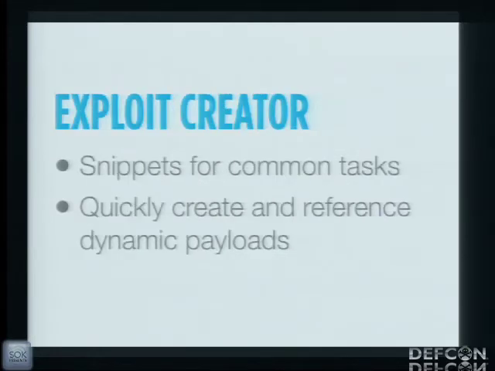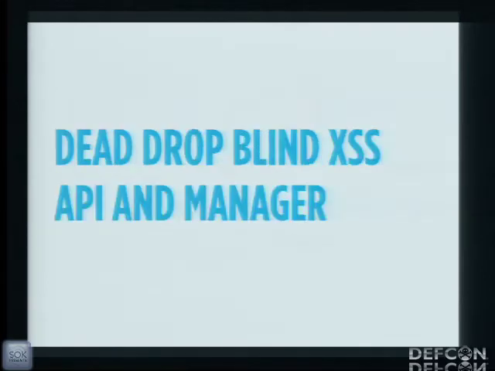The exploit creator has snippets for common tasks, and you can quickly create stacked-up exploits. Once you've found a vulnerability, you can weaponize it very quickly. And we've got the dead drop, or blind XSS manager. It's a simple API. You say, I'm dropping this type of payload at this location, and it gives you an ID back, and that's all you need.